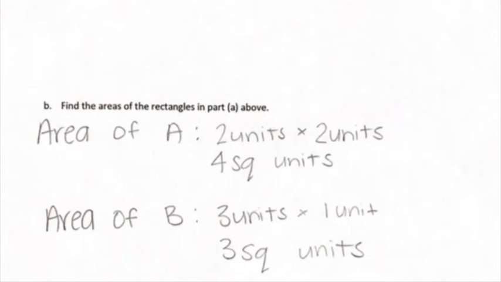Find the area of the rectangle in part A above. So area of rectangle A that I made, or square A, is 2 units by 2 units, which is 4 square units. And the area of rectangle B I made is 3 units by 1 unit, which is 3 square units.